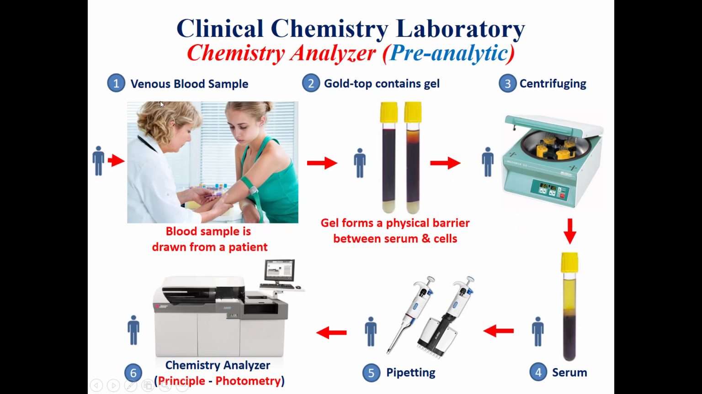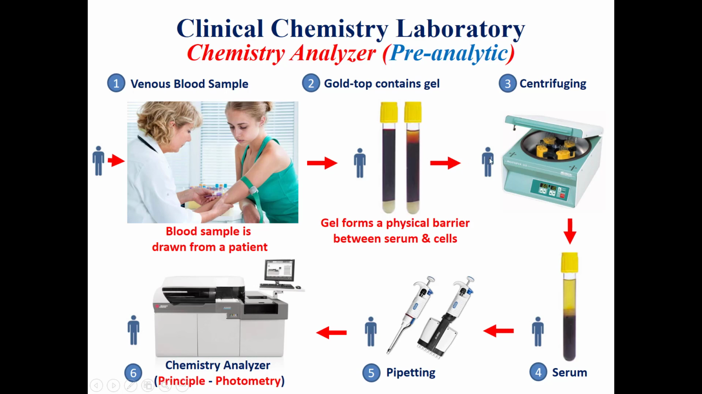These are the steps in the pre-analytic phase. As we can see, firstly, a venous blood sample will be drawn from a patient using a vacutainer with a gold top, which contains a clot activator and a gel, which will be the physical barrier between the serum and the blood cells. We will wait about 30 minutes for this coagulation to take place.